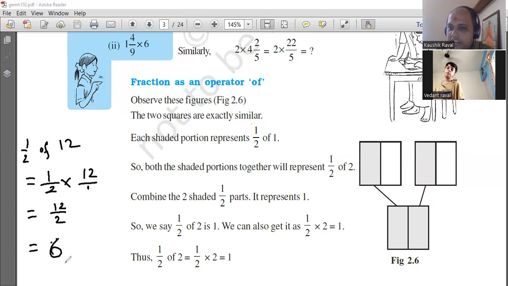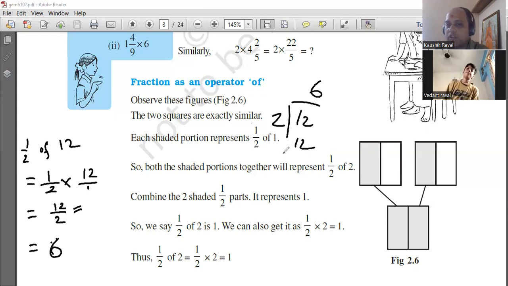Simple. Right? If you want to convert this into a mixed fraction, what will you do? It's 12 divided by 2. So you know 2 sixes are 12. 12 minus 12 is 0. So your numerator is 0. We don't write 0 as a numerator. Ideally, it would be 6 0 by 2. This is the final answer, but we never write 0 as numerator. So there is no need to write this at all. This is the final answer, 6.